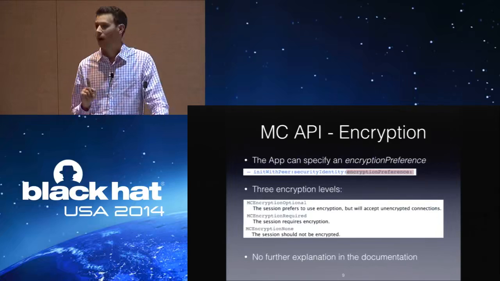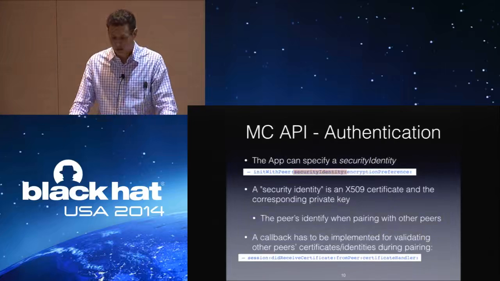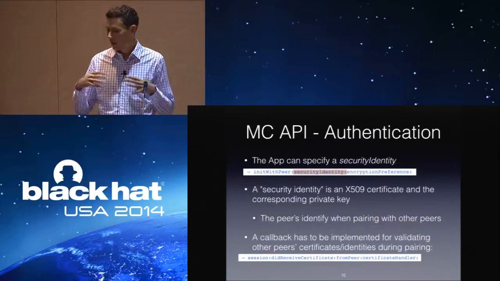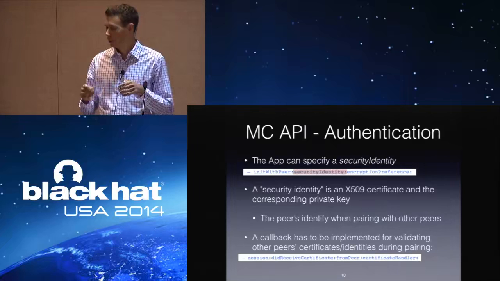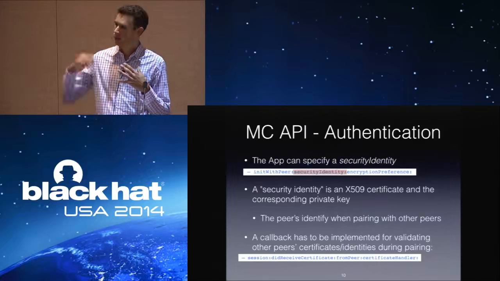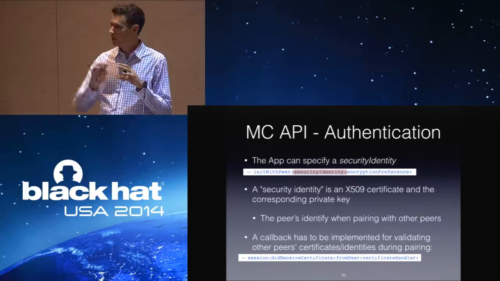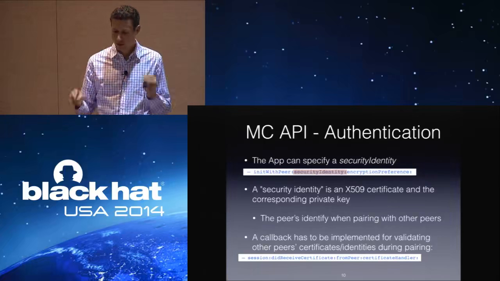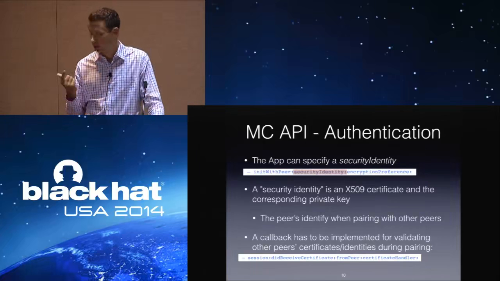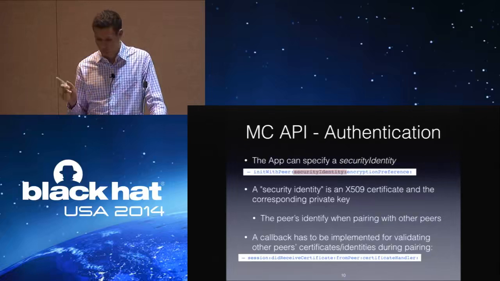So that's the first security setting, and the other one is authentication. So you can enable authentication. To do that, in your app, you have to specify an identity, which is an X509 certificate, and a private key. And so that's going to be your app's identity when it's pairing with other devices. And the other thing you have to do is also write a callback. That's going to be called when you have to validate the other person's certificates as they try to connect to you. And so that's authentication. So two security settings, encryption and authentication. And the default settings are optional encryption and no authentication.